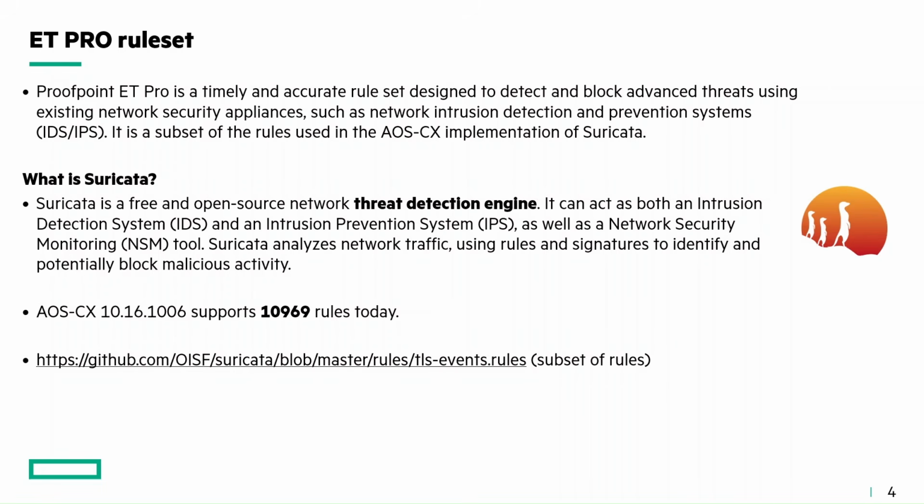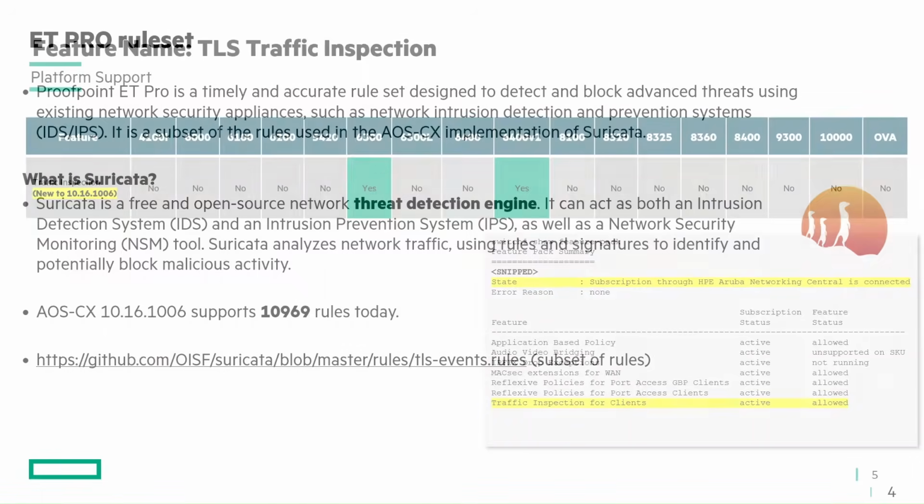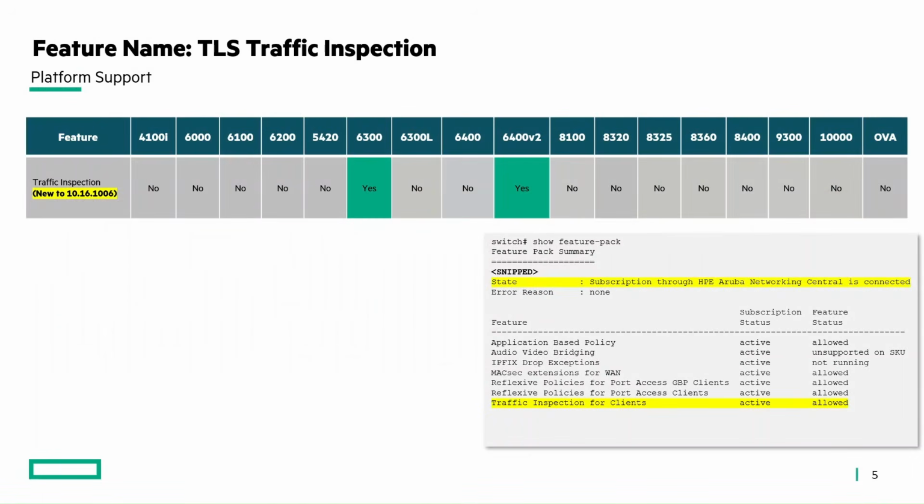AOS-CX 10.16.1006 supports 10,969 rules today, so it is quite comprehensive. For platform support, today we support the 6300 and the 6400 V2. We do not support the 6300L as of yet. There is an advanced feature pack that is required. This is a net new feature to AOS-CX.